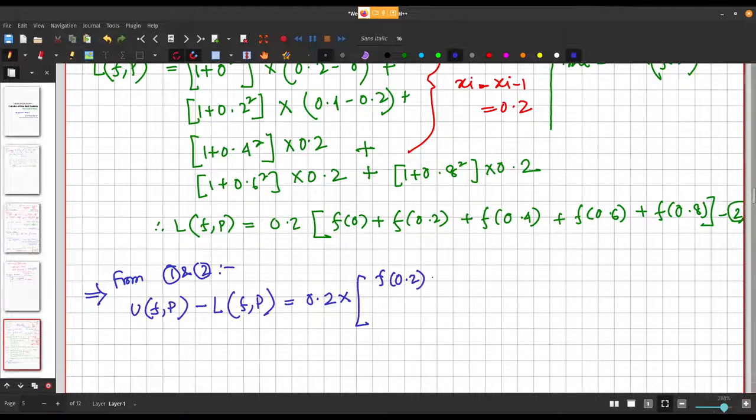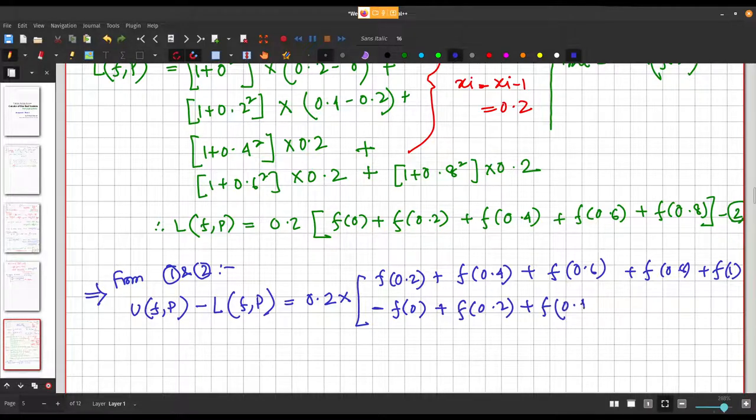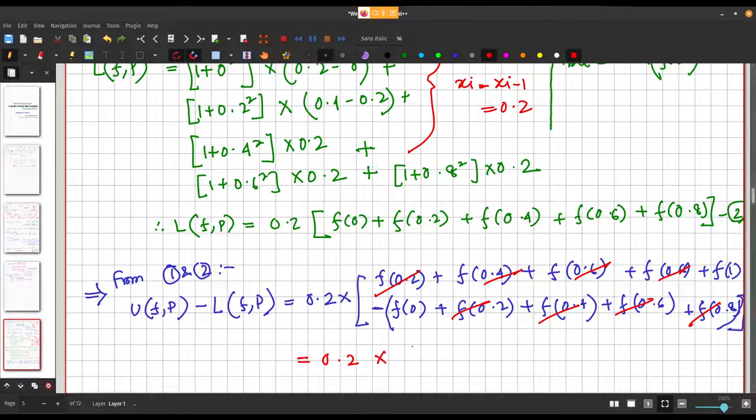So f of 0.2 plus f of 0.4 plus f of 0.6 plus f of 0.8 plus f of 1, and then we have to subtract this term. So this is f of 0 plus f of 0.2 plus f of 0.4 plus f of 0.6 plus f of 0.8, and all this will have negative sign. Okay, so we can clearly see here that these terms will get cancelled out. What we'll be left with is 0.2 times f of 1 minus f of 0.